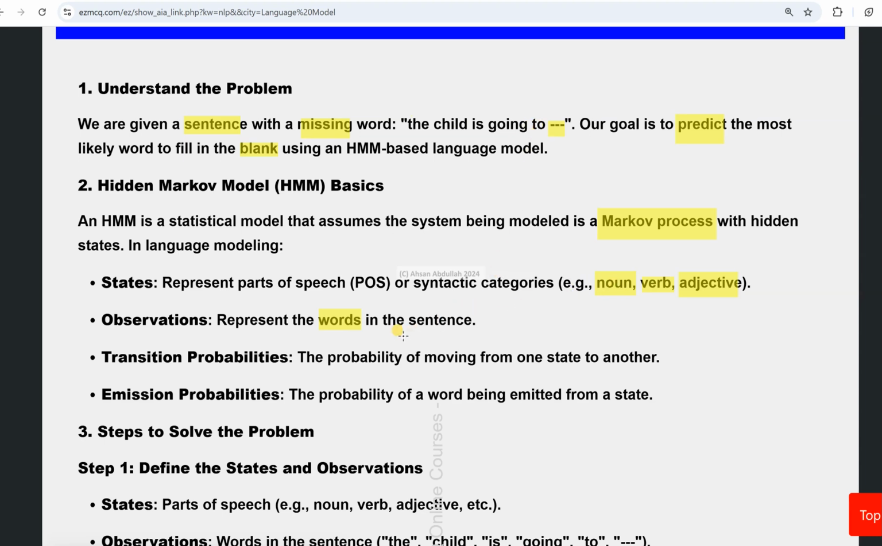Okay. So transition probability is the probability of moving from one state to another state. These are calculated based upon the corpus. Emission probability is the probability of a word being emitted from a state. So once we have identified a state, then what would be the word corresponding to that state? That goes to fill the blank here. So what are the steps to solve this using HMM?